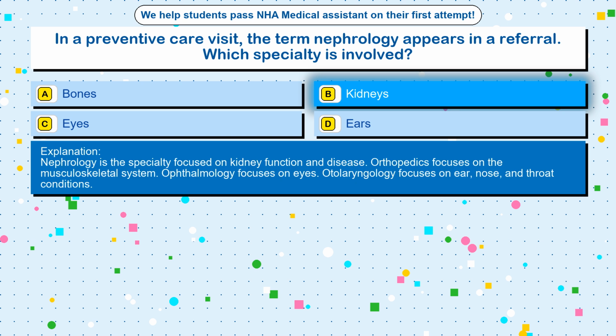Nephrology is the specialty focused on kidney function and disease. Orthopedics focuses on the musculoskeletal system. Ophthalmology focuses on eyes. Otolaryngology focuses on ear, nose, and throat conditions.